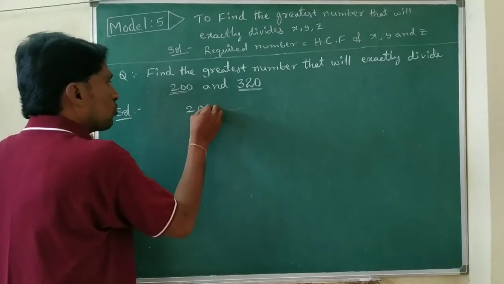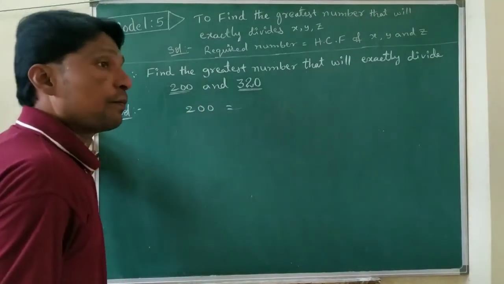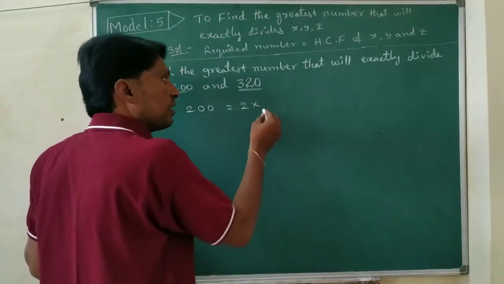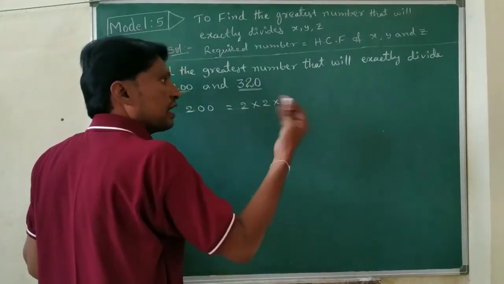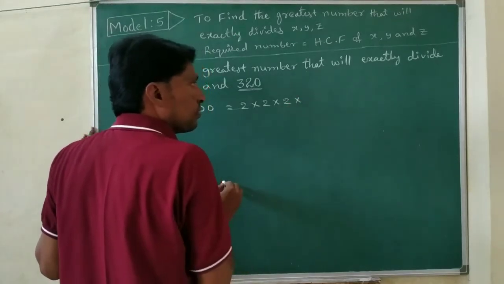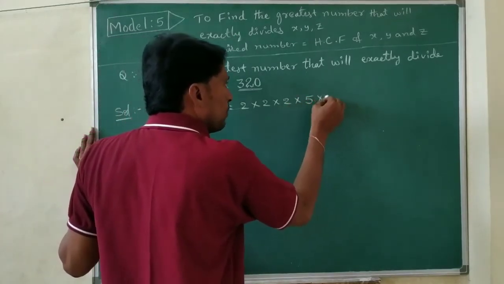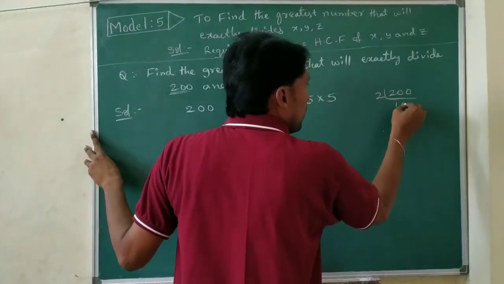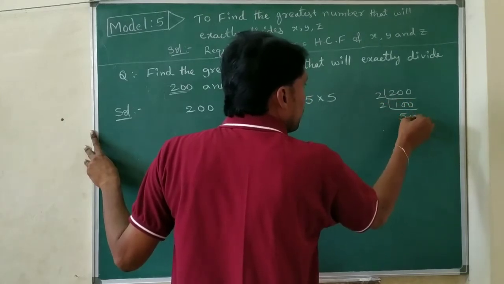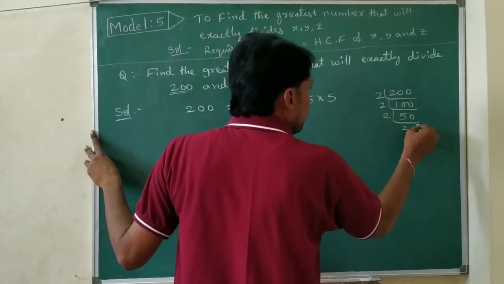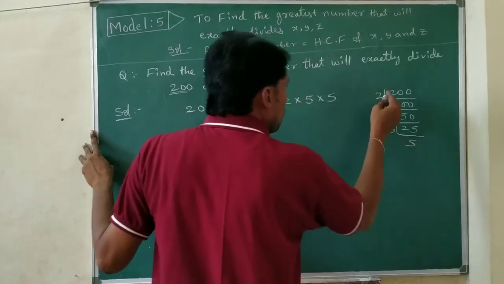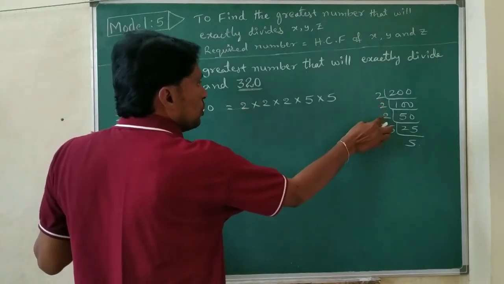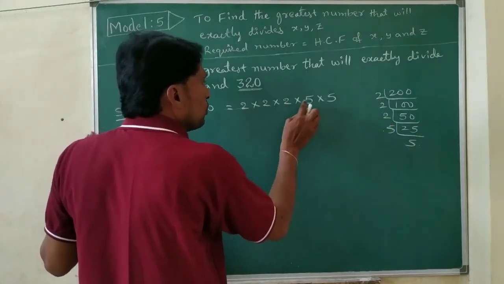So 200, we can write it as a product of prime factors. 2 into 100, 2 into 50, again 2 into 25, again 5 into 5. Just check it once. 200 is 2 hundreds, 2 fifties, 2 twenty-fives, 5 fives. So the product of prime factors we wrote is 2 into 2 into 2 into 5 into 5.